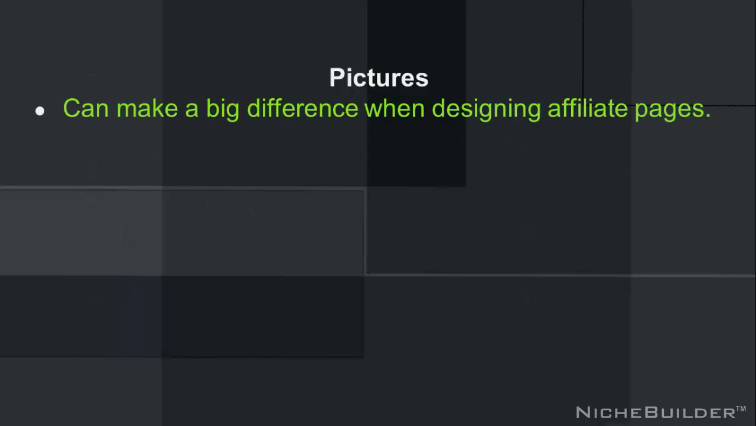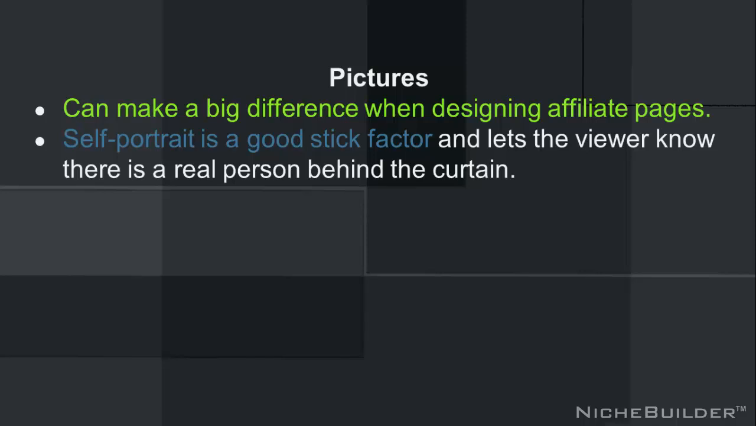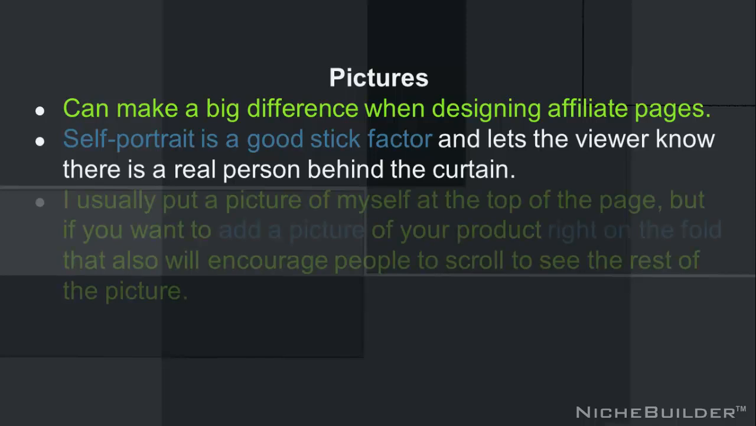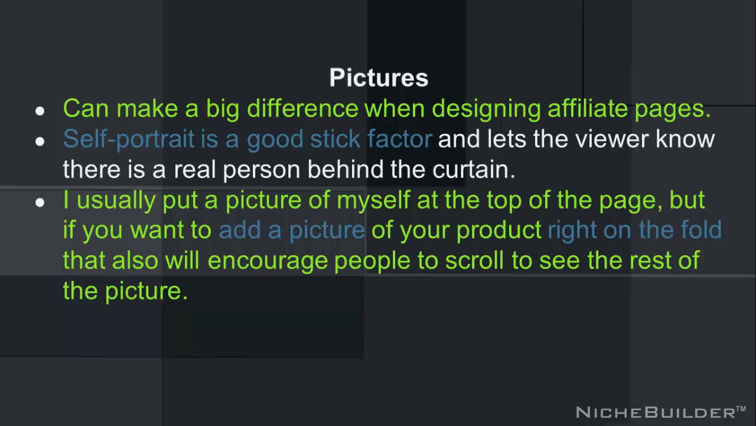Pictures. Pictures can make a big difference when designing affiliate pages. A self-portrait is a good sticky factor and lets the viewer know that there's a real person behind the curtain. I usually put a picture of myself at the top of the page, but if you wanted to add a picture of your product or something related to your product right on the fold, that's also going to encourage people to scroll and see the rest of that picture.